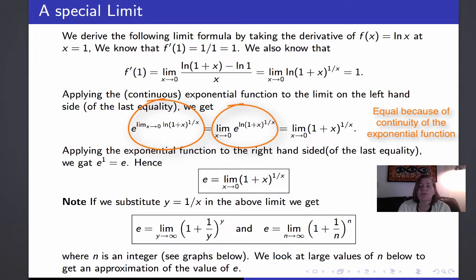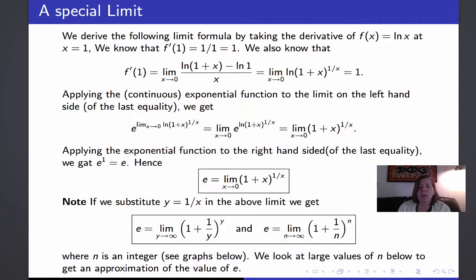Now, looking carefully at the left-hand side here, e to the limit as x goes to 0 of the natural log of (1 plus x) to the 1 over x is the same thing as the limit as x goes to 0 of e to the power of the natural log of (1 plus x) to the 1 over x. The reason for that is because the exponential function is continuous, so we can interchange it with the limit. And now, of course, e to the natural log of anything is the thing itself, so we're actually looking at the limit as x goes to 0 of (1 plus x) to the 1 over x.